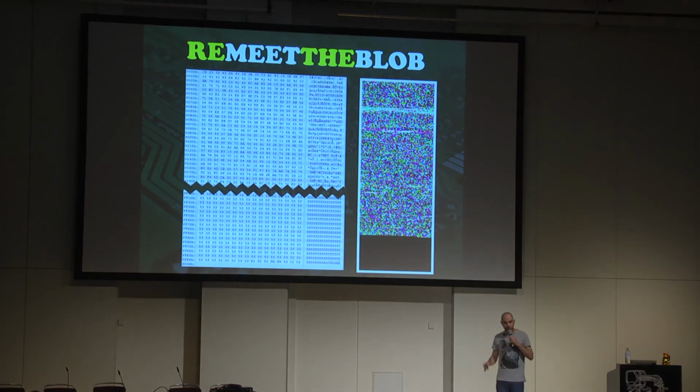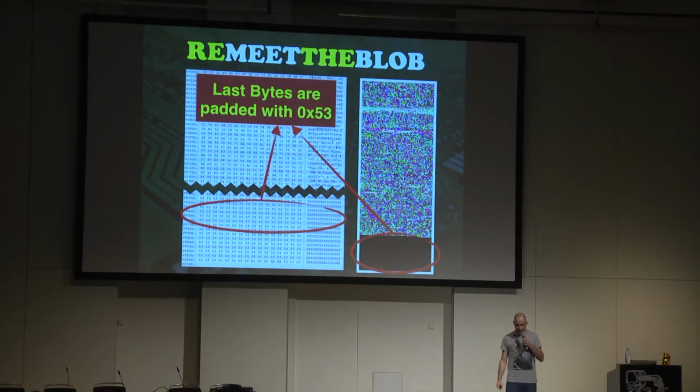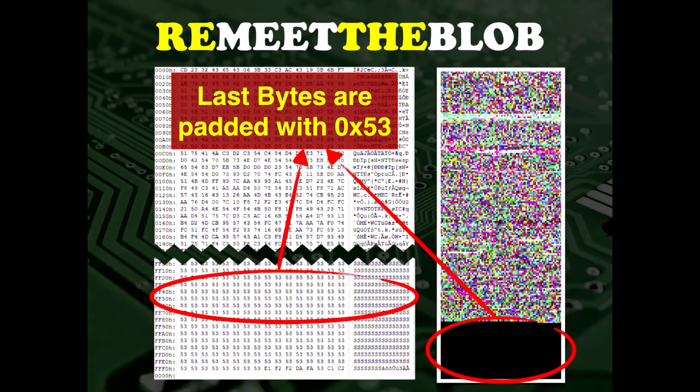Let's take another look at our blob. Not sure if you remember it. It looks something like this. Now, for those of you who have really good eyesight, you might have noticed that the end of this blob is actually composed of the same hex value. See, in this case, 53, 53, 53. So when we see stuff like this, what do we do? Yeah, we usually do an XOR operation on that, right?